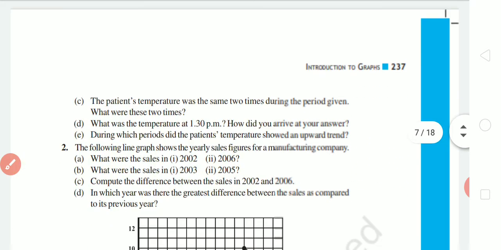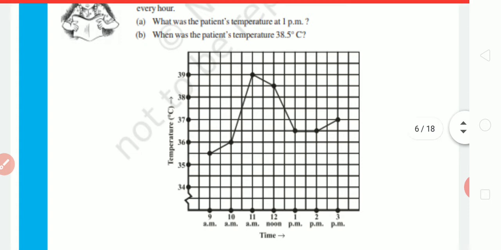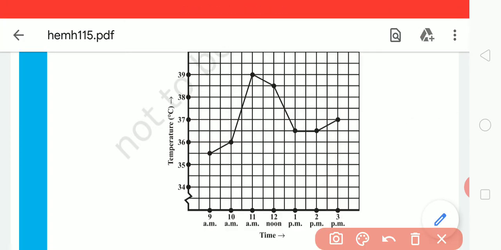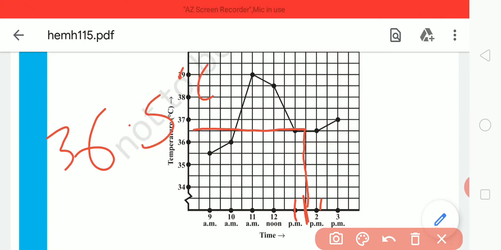So let us come to the next part. What was the temperature at 1:30 p.m.? How did you arrive at this answer? Okay, 1:30 p.m. You see, this is 1 and this is 2, and in between that is 1:30. So what is the temperature at 1:30? It is 36.5 degrees Celsius. How did you arrive at this answer? Because at 1 and 2 the temperature was the same, so in between 1 and 2 it will be the same as at 1 and 2, so it is 36.5.